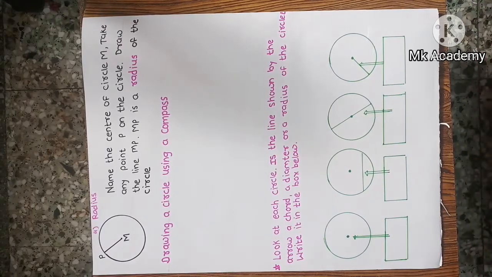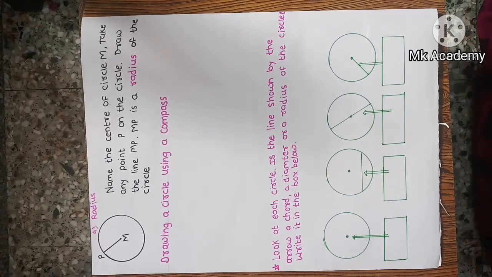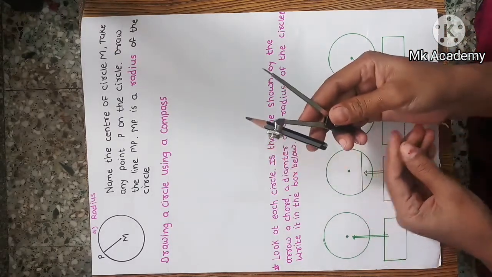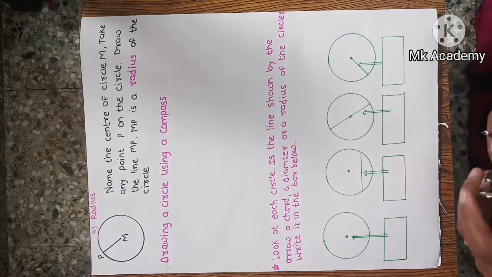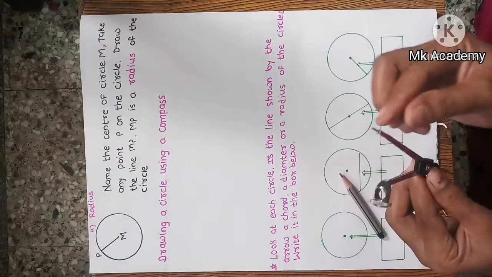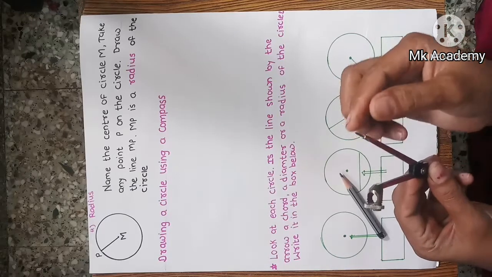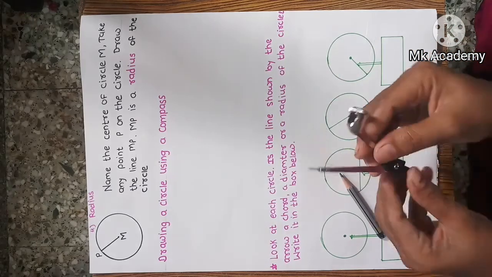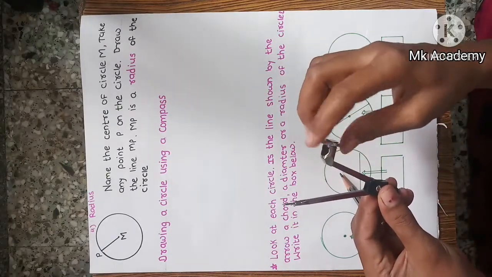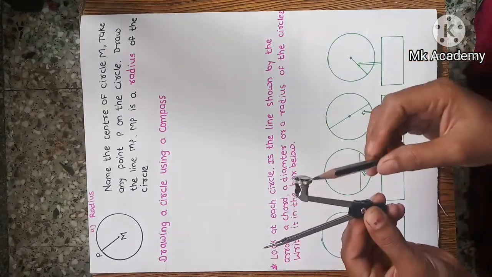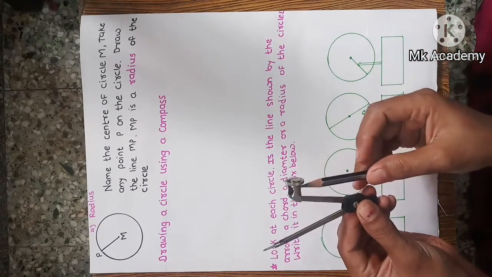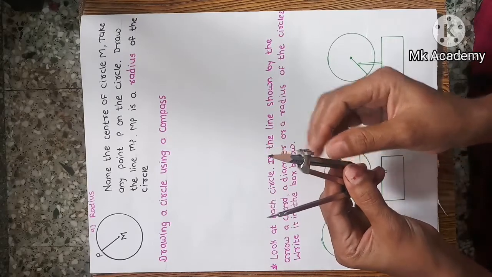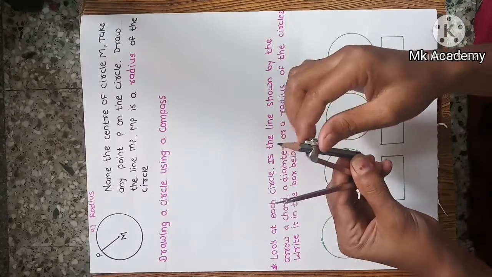Now how to draw the circle? By using a compass. Now this is a compass. We have seen this already. This is called a compass, and this is a tip. This is the metal tip of this compass, and here we can adjust the pencil. This is the pencil. I can fit it in this way into this compass.